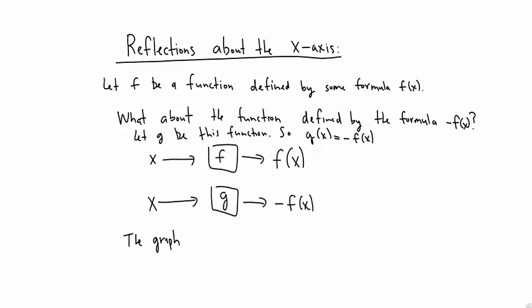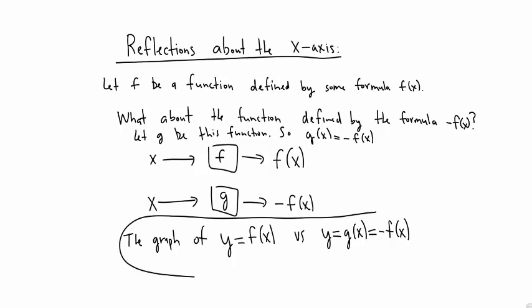Is there any meaningful relationship between the two graphs? The graph of y equals f of x on one hand, and the graph of y equals g of x, which is simply thought of as minus f of x, on the other hand. Let's see.